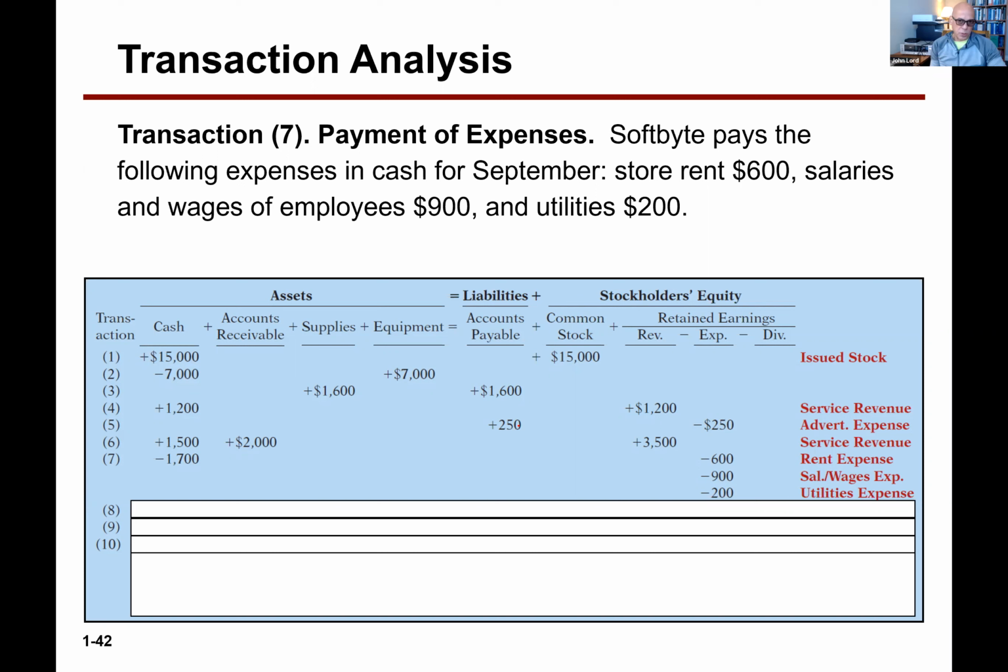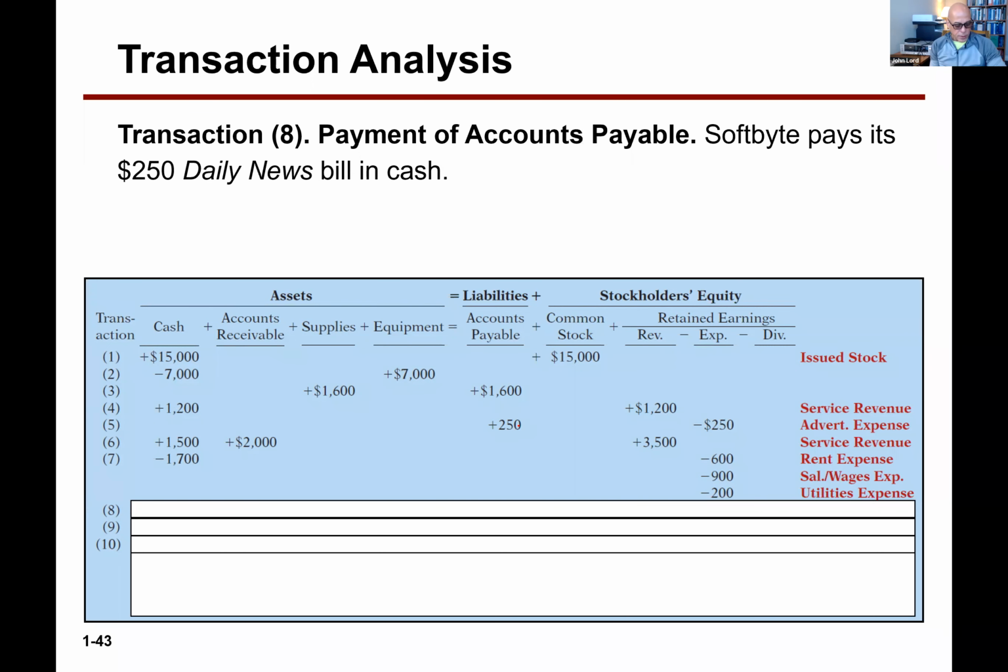So in this case, they just paid their expenses in cash. Then I go ahead and pay that bill that I had. If you pay your bills, does your cash come down? Yes, and you don't owe that bill anymore. So you pay a bill, your cash comes down, your liability accounts payable comes down. The equation stays in balance.